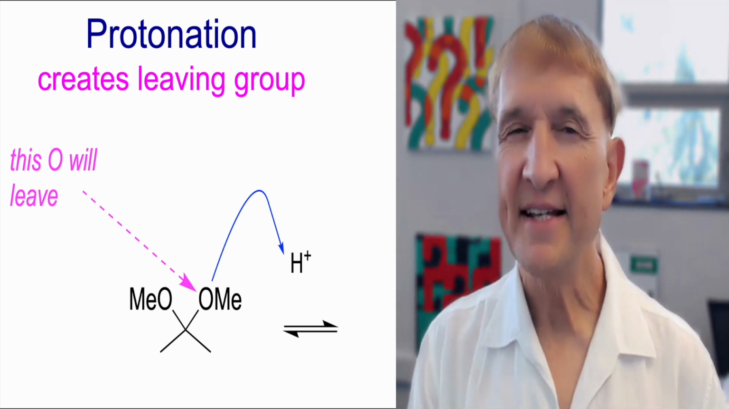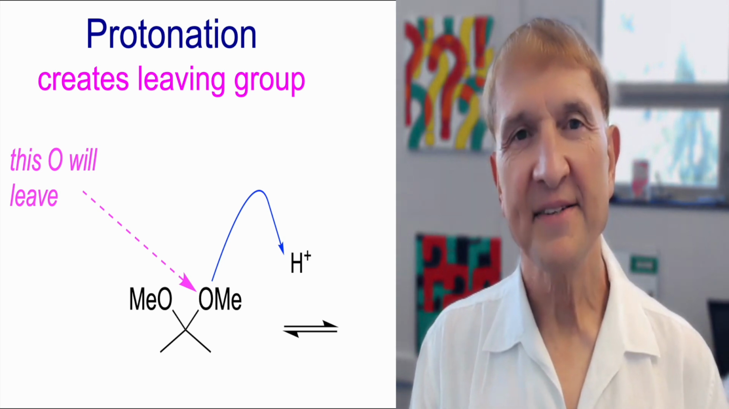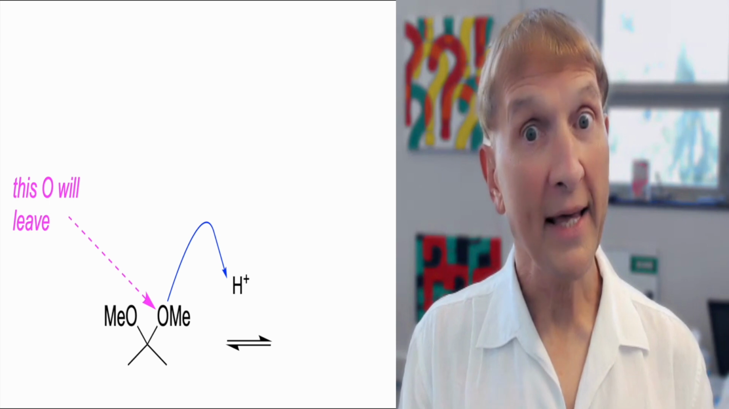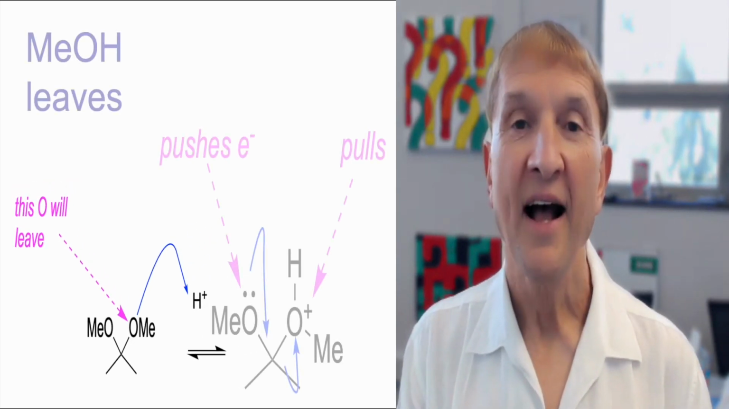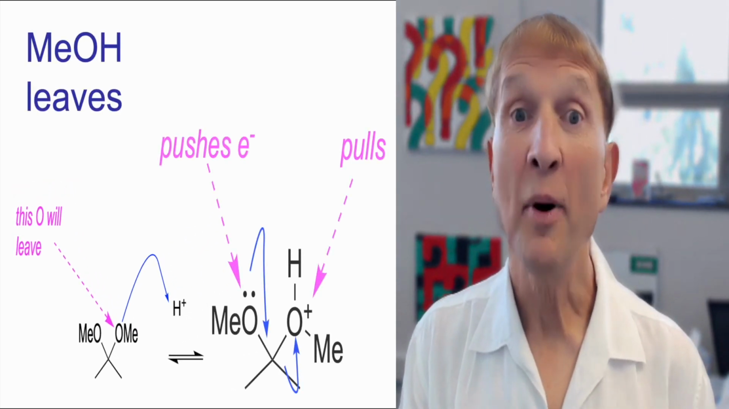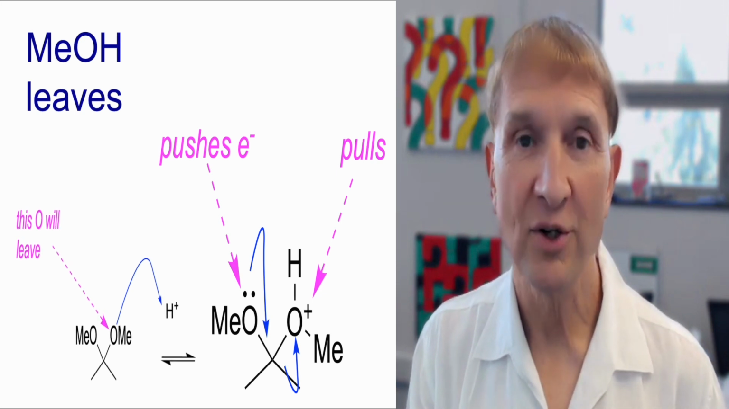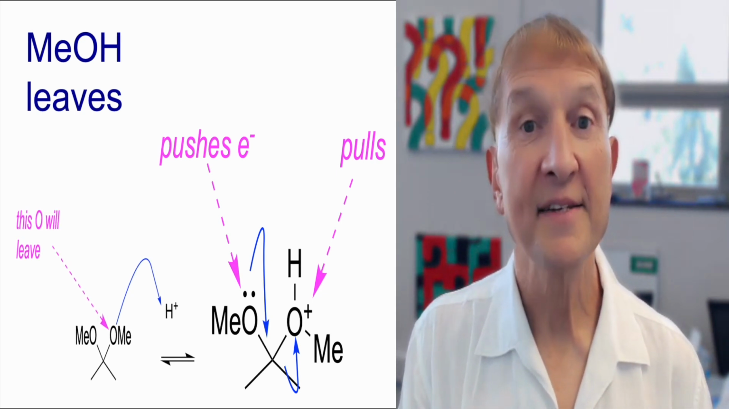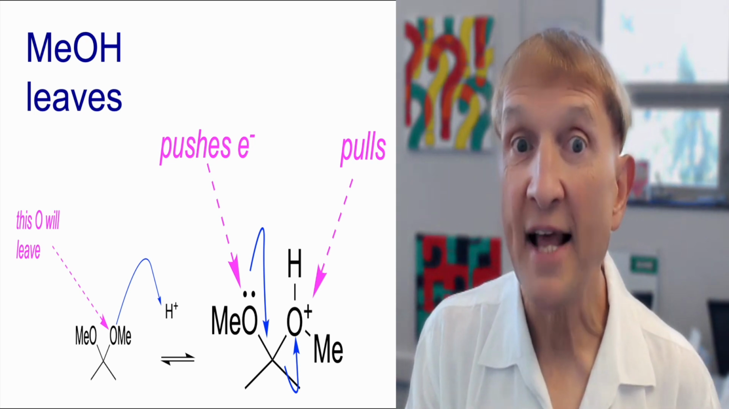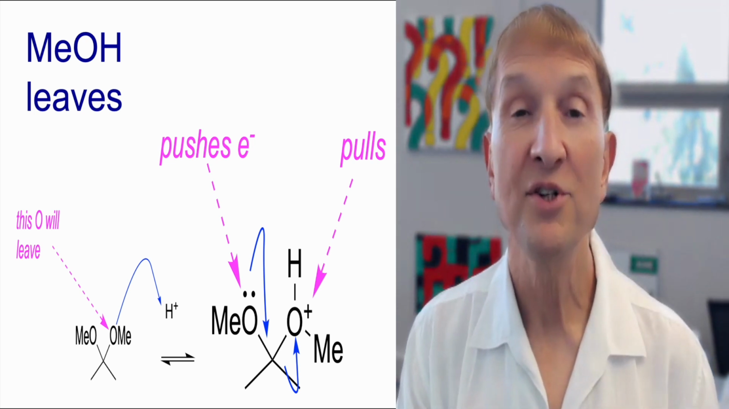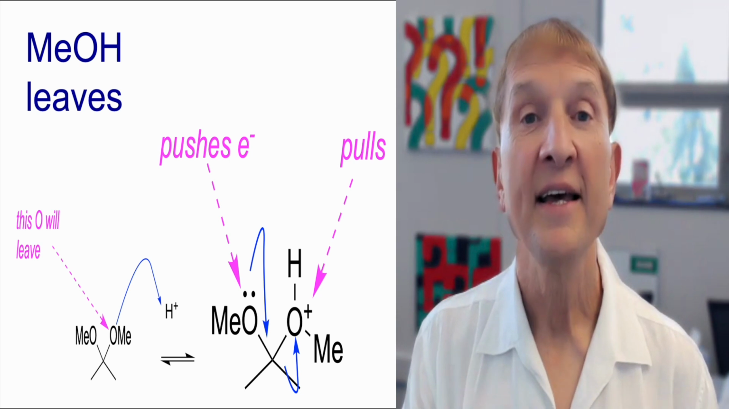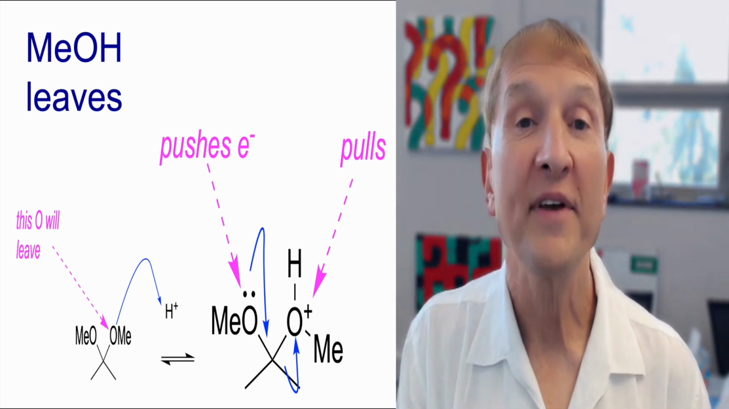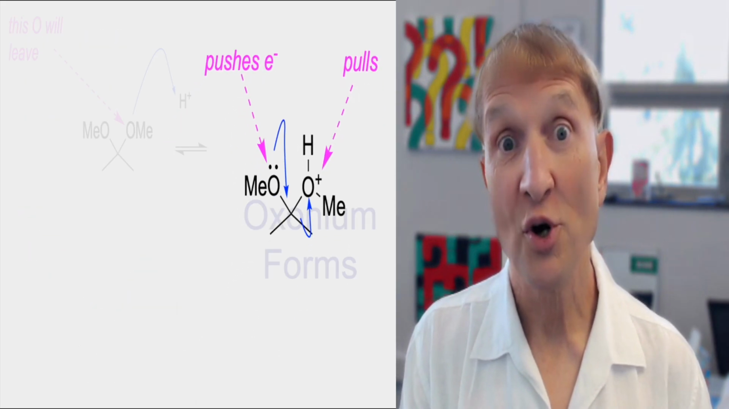And now the key step in the whole process. It's key because both oxygens work together. The one that's going to remain pushes in a lone pair, and the one that's going to leave departs as methanol. The protonation helps break that bond, and it's assisted by the oxygen that's staying. And that's why cleavage of ketals and acetals is easier than acid-catalyzed cleavage of ethers. So here's our oxonium ion.